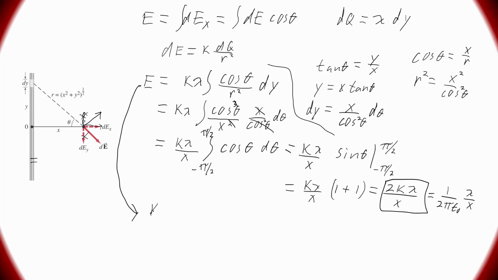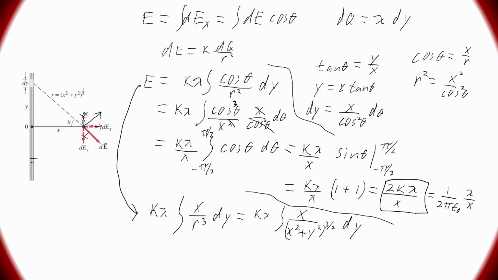So you'll still have the k times λ out front. Cosine theta we said is x over r, so you've got x over r cubed dy. And then you can substitute in for r, because we know r is the square root of x squared plus y squared. So you're going to have kλ times the integral of x over (x squared plus y squared) to the 3/2 power, and then just take the integral with respect to y. So this is probably a bit more straightforward substitution. You end up with an uglier integral, but those of you who can do this on your calculator, it's not a big deal. You do end up with the same solution in the end.